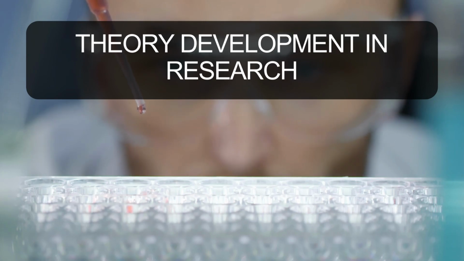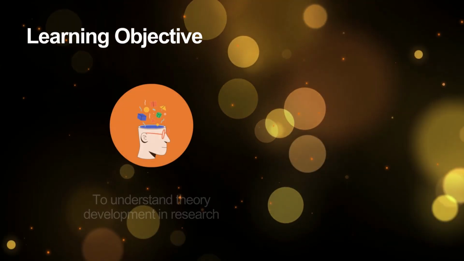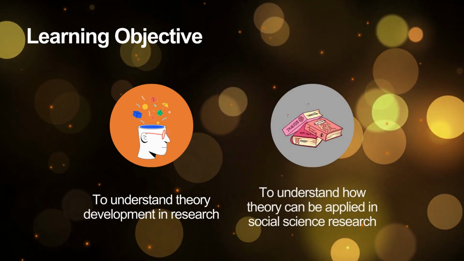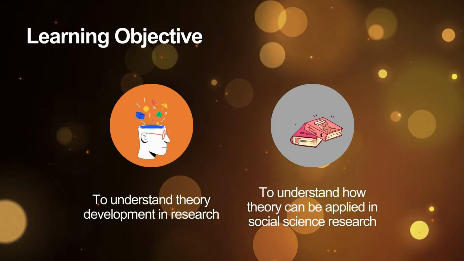Let's begin our class with a topic of theory development in research. Before we go into detail, kindly review learning objectives for this topic, which are: 1. To understand theory development in research. 2. To understand how theory can be applied in social science research.